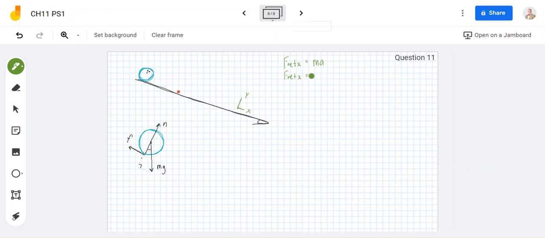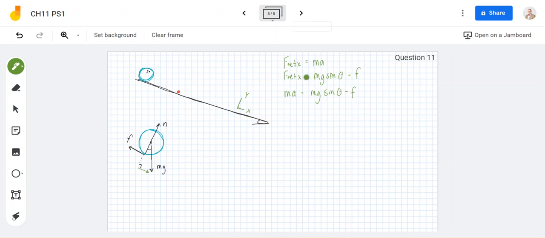We have two forces. We have the mg sine theta, that's this component right here. And we have the friction, and the friction is opposite. I use this one minus this one because I know it's accelerating down the ramp, so it makes it all positive. So I have ma is equal to mg sine theta minus the friction.